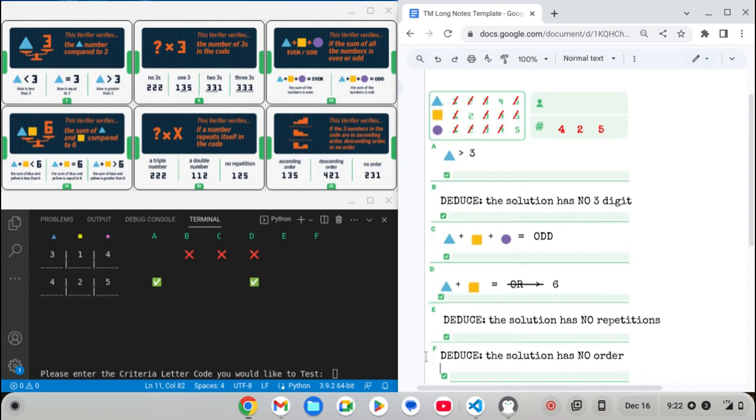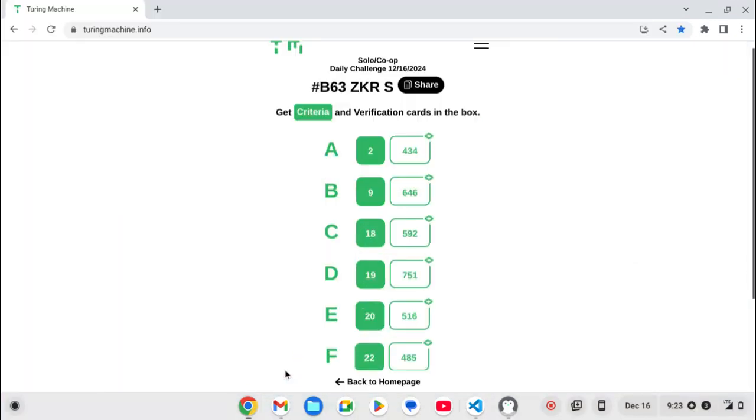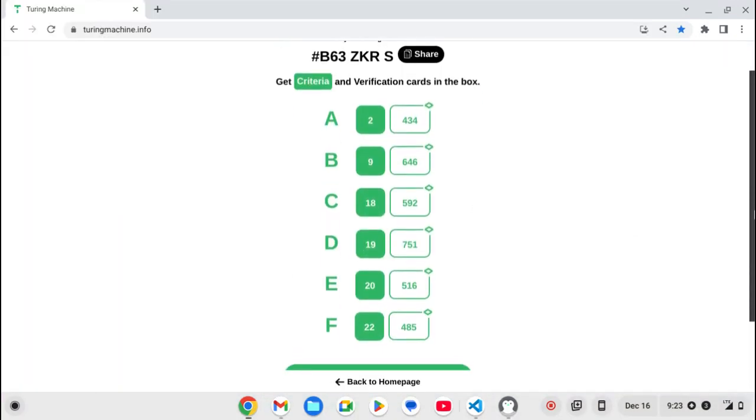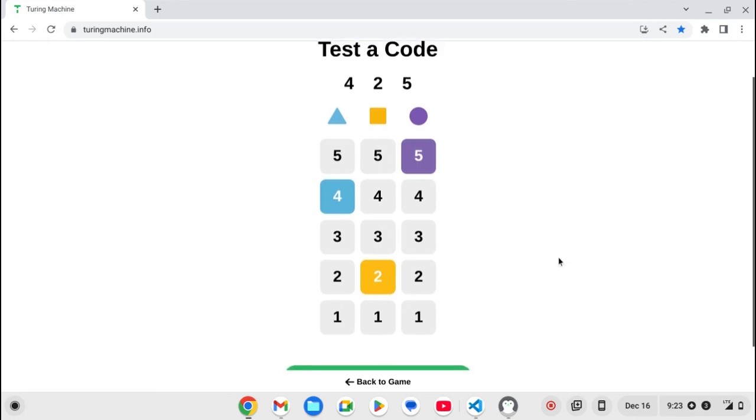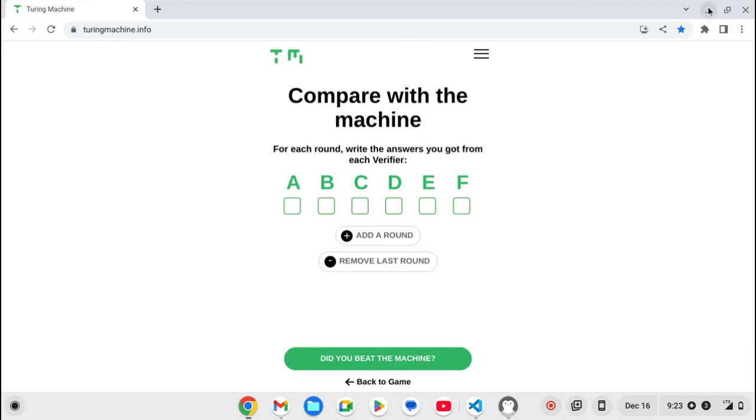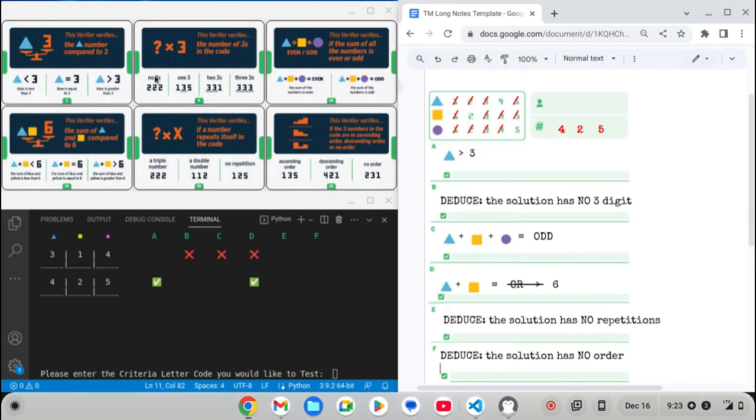And let's go verify. So let's see if 4, 2, 5 is the correct solution. Fantastic. Well, how did we do versus a Turing machine? Well, this is a 6 criteria card puzzle, and we did exactly 5 tests, so that's always great. We did do BCD in the first round, all incorrect, and then we did AD in the second round. D was repeated, and we outright deduced E and F.